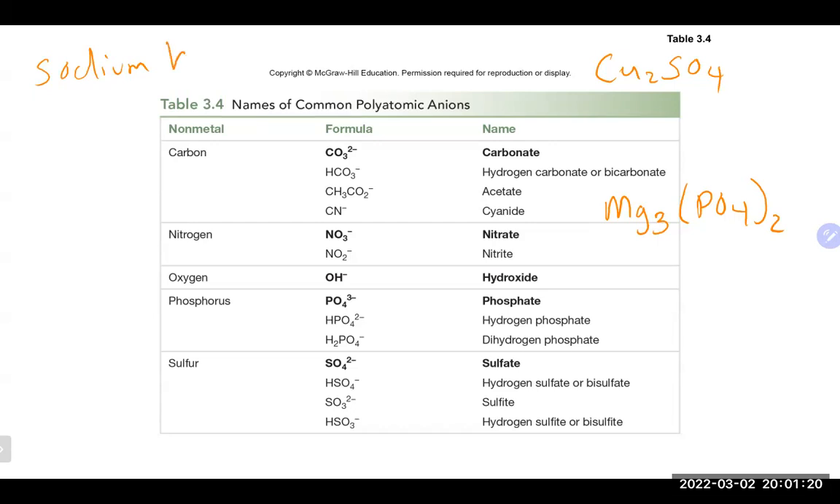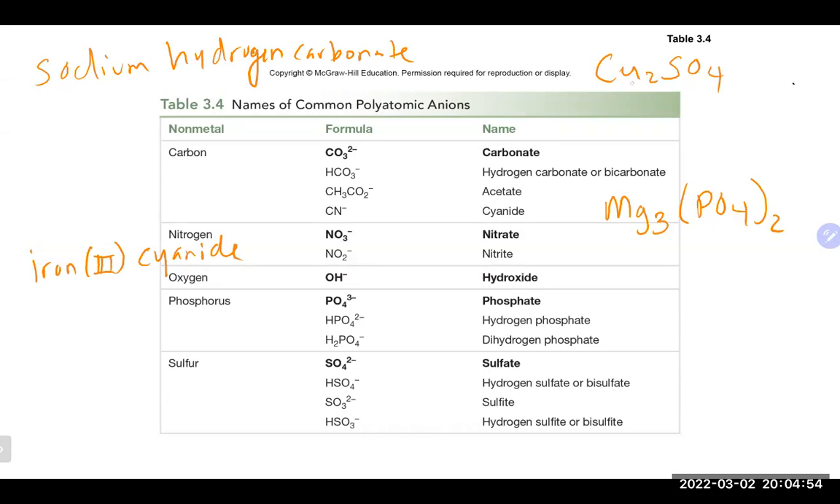Let's do sodium hydrogen carbonate. And let's do iron 3. Let's do iron 3 cyanide. Why not? That's on the list. All right. So try the formulas there for the left, and on the right hand side, correct names.